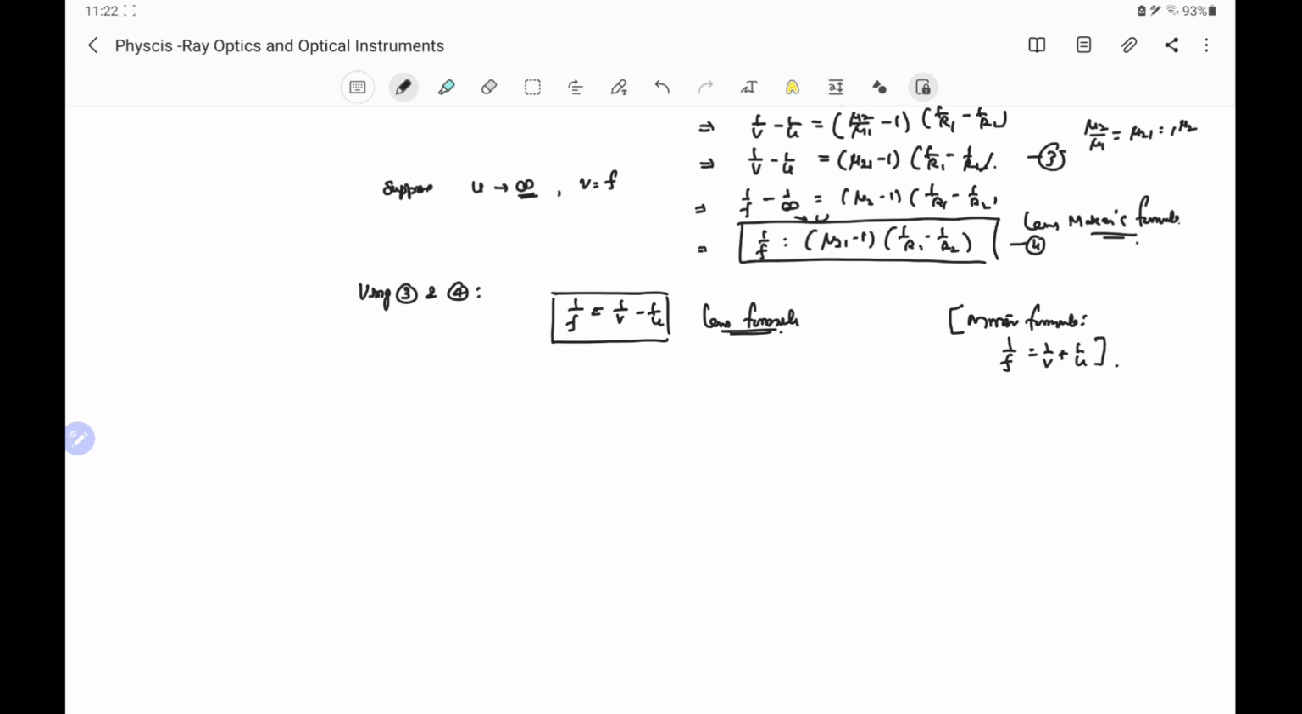These formulas are applicable when rays are paraxial, that is, they are close to the principal axis. Second, the lens is a thin lens, and third, the medium on both sides of the lens is the same.